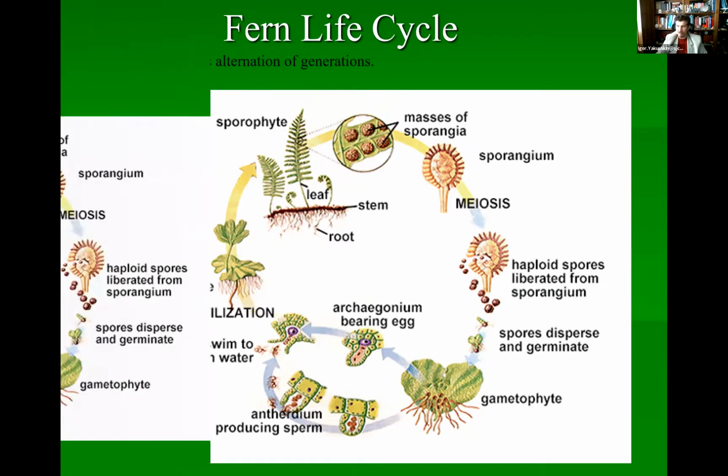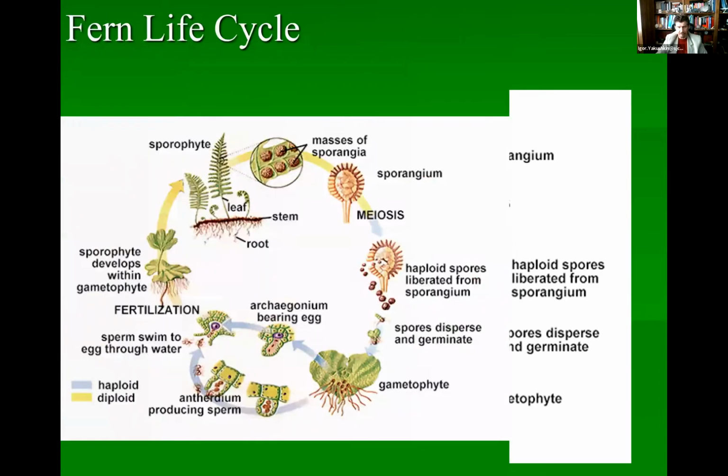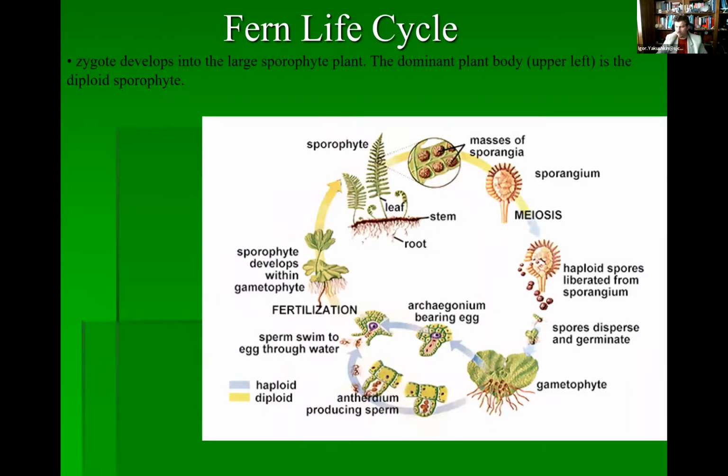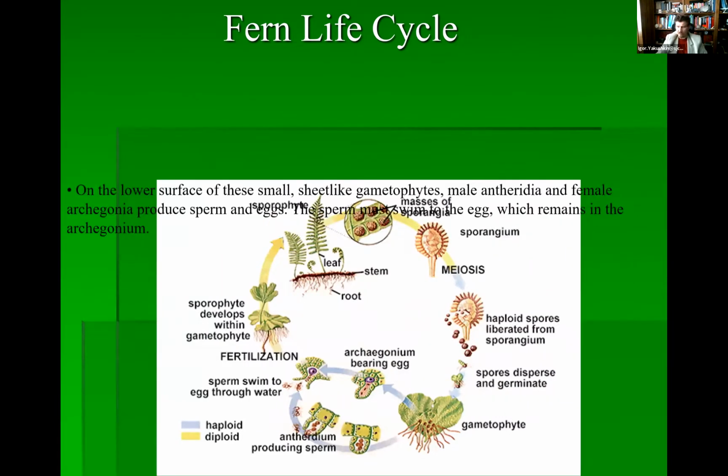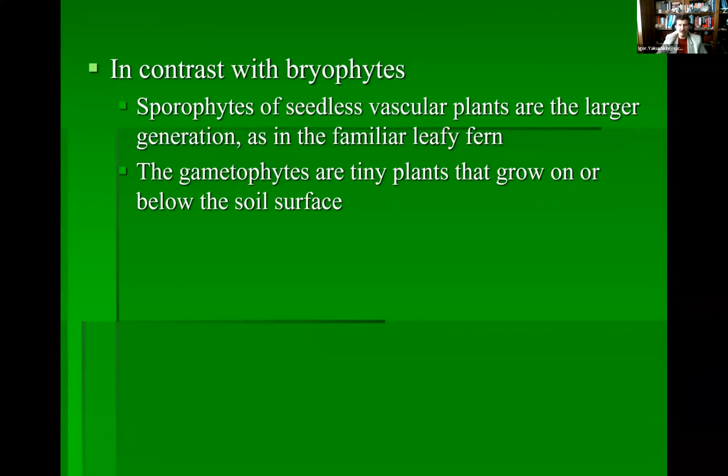So yeah, once again, all of that zygote develops. And again, both of them are green, both of them photosynthetic, and so on. So you can read that. Comparatively to the bryophytes, sporophytes of seedless vascular plants are much larger. They become conspicuous, and they do not parasitize per se on the gametophyte.